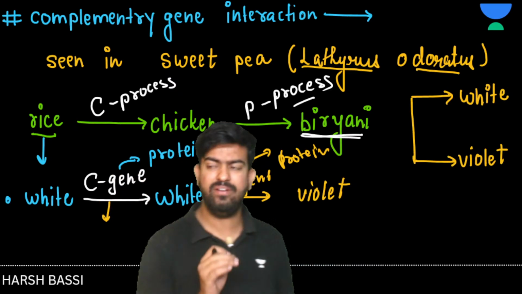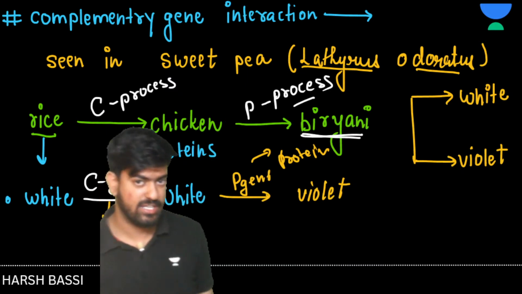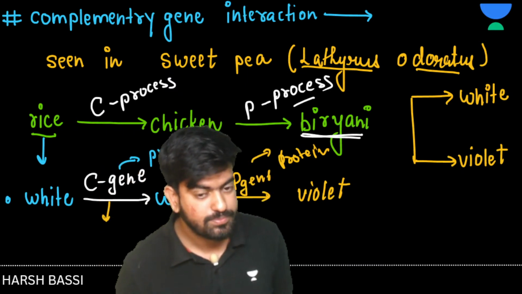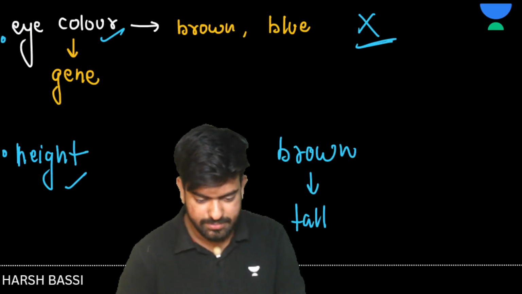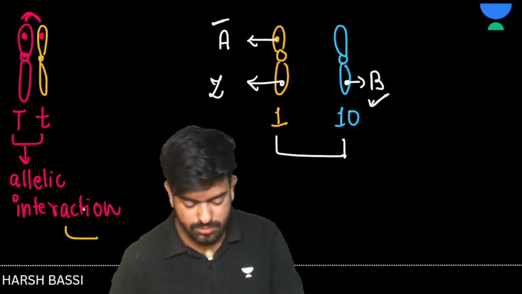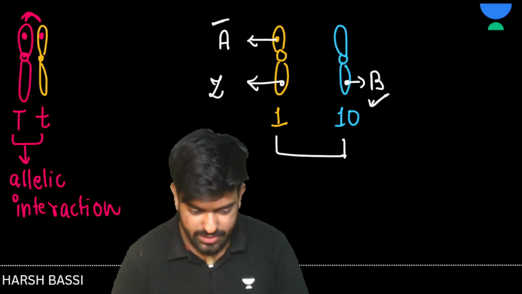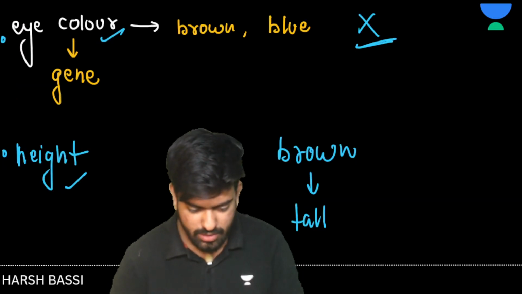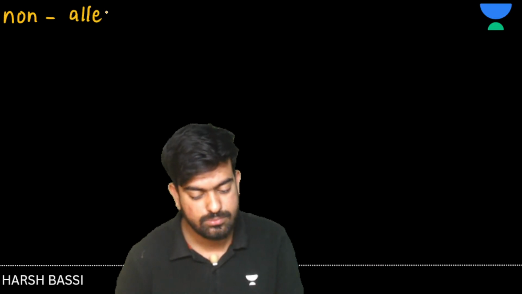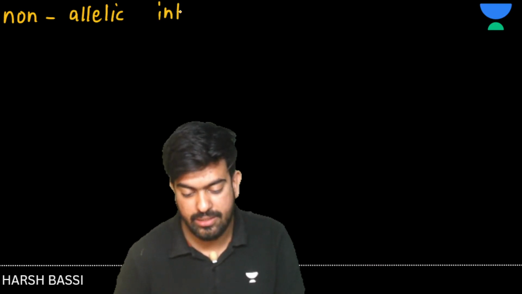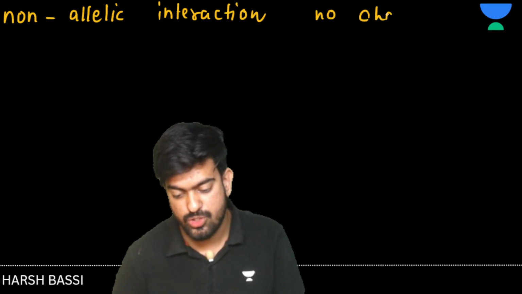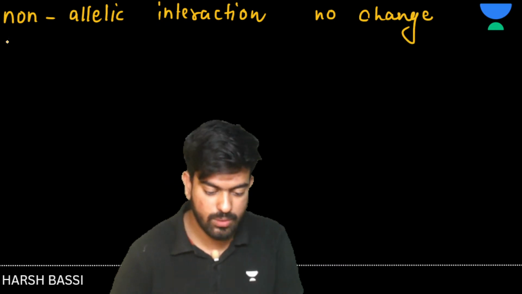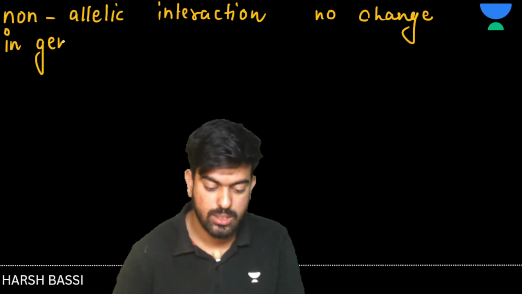Here, in complementary gene interactions or non-allelic interactions, there is no change in genotype. I will write here: in non-allelic interactions, no change in genotype. Okay, just remember this, genotype.